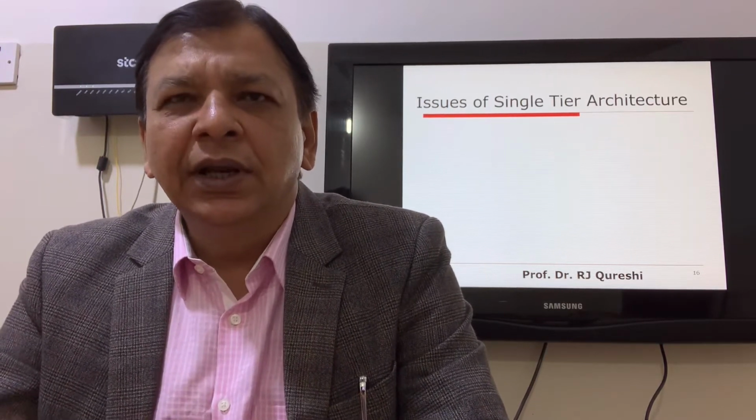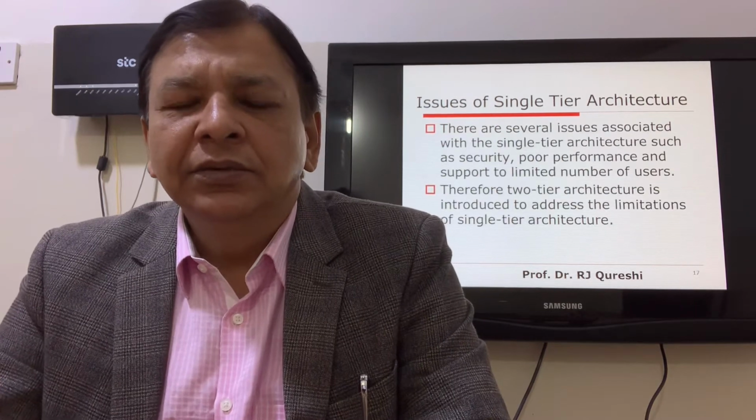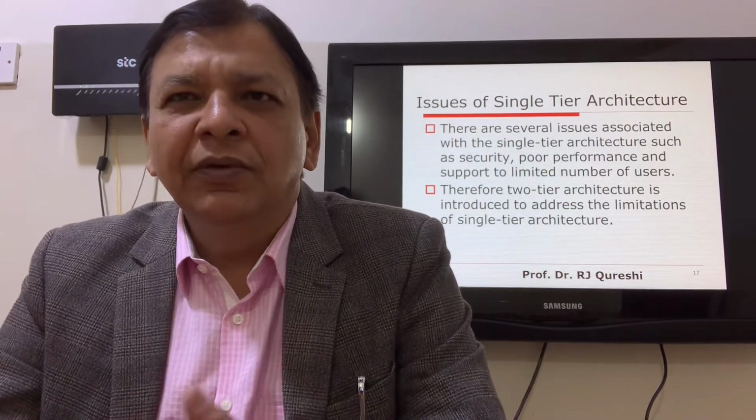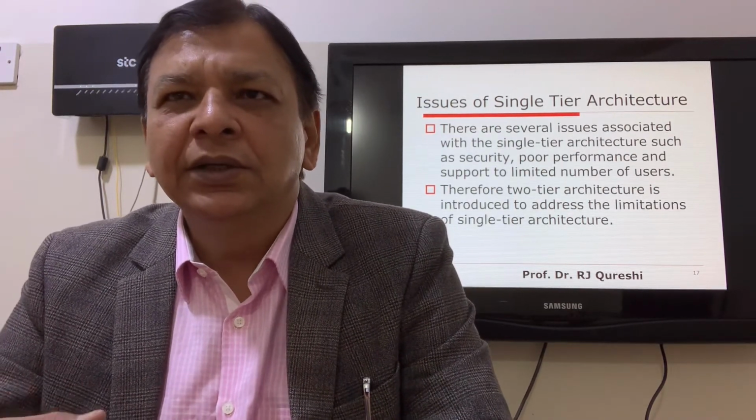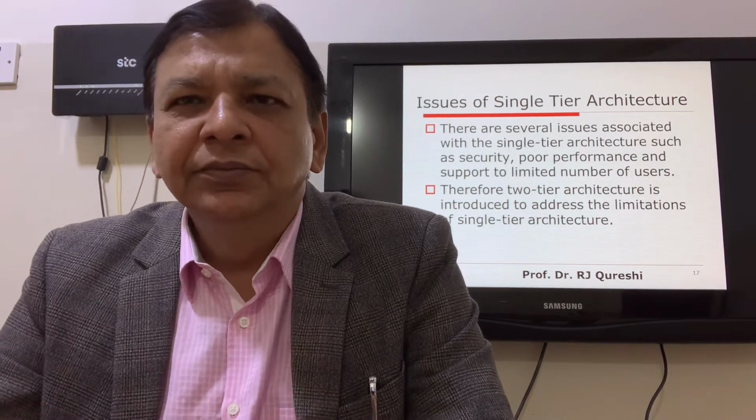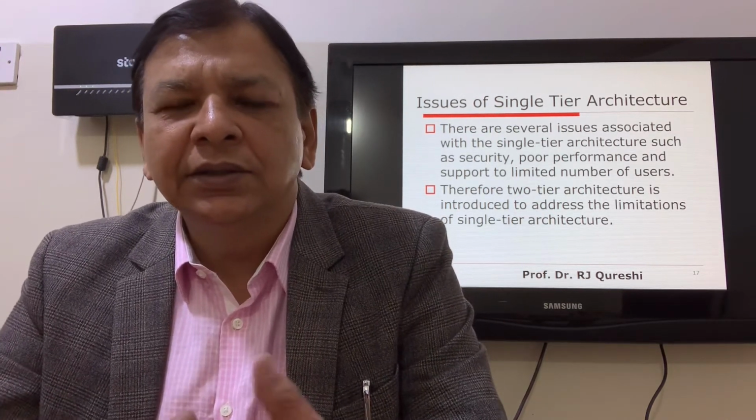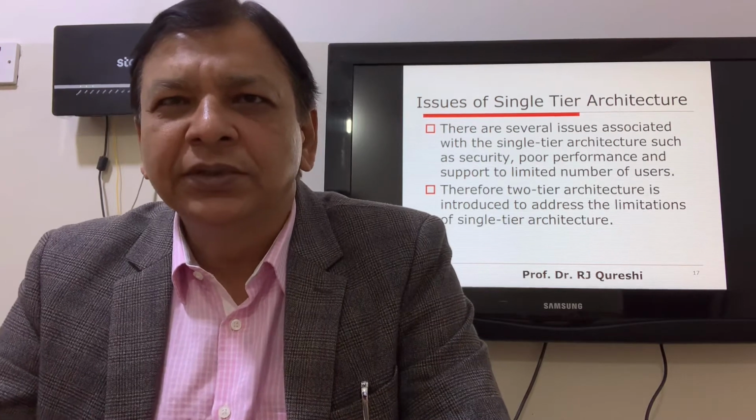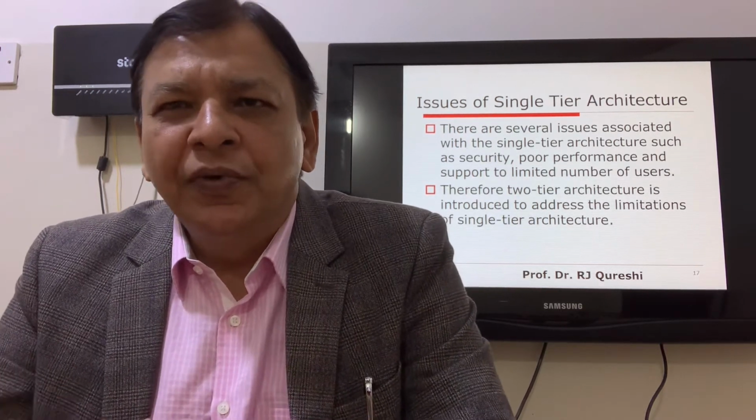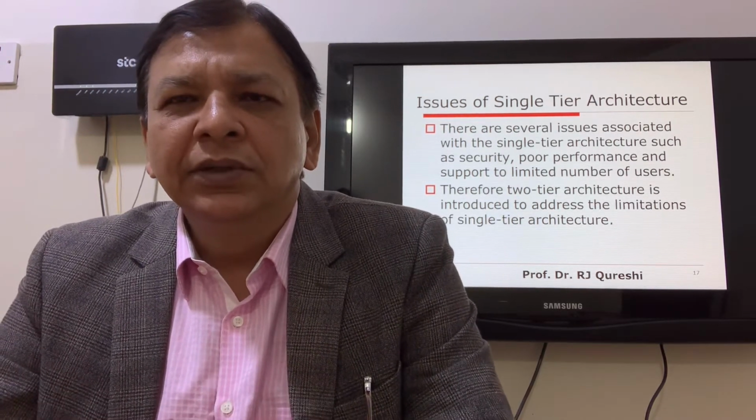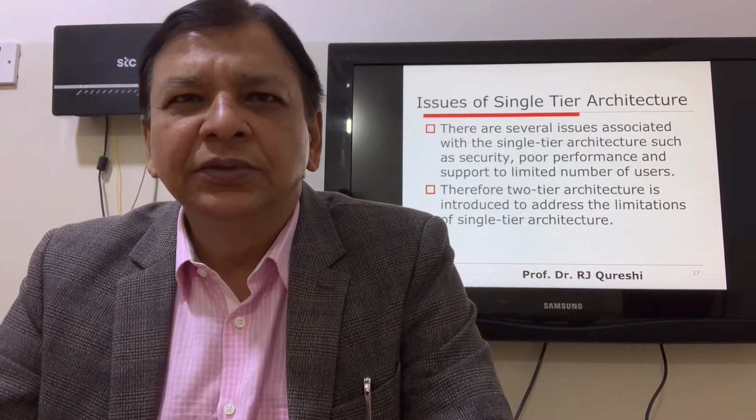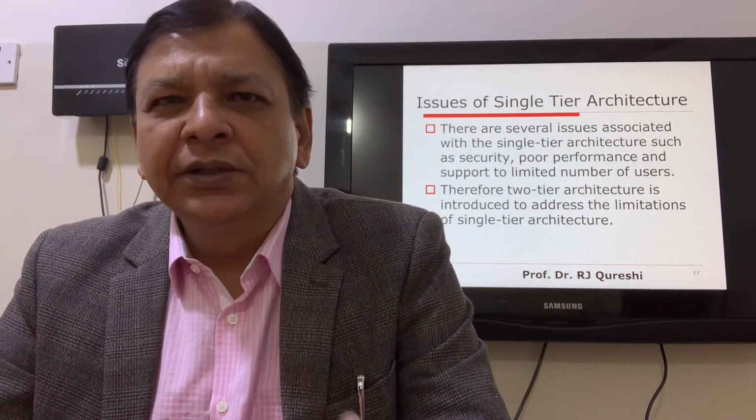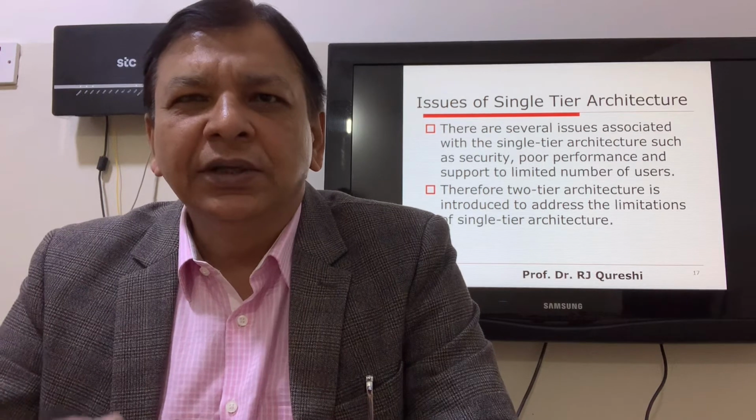Issues of single tier architecture. There are several issues, several problems, several limitations of single tier architecture like security, because a hacker can access the business logic, processing logic, data. Poor performance because there is only one server. It supports a limited number of users. Because of that, two-tier architecture is introduced to address the limitation of single tier.